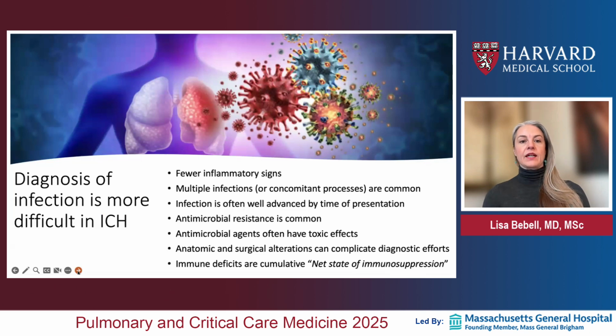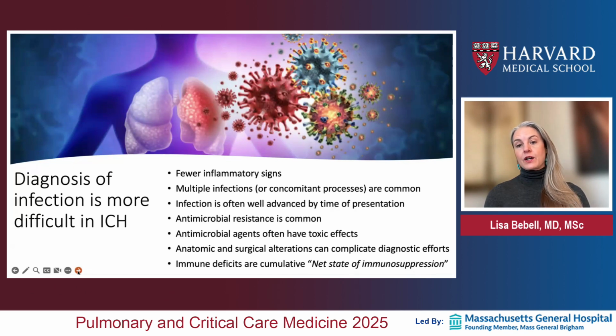So how do we make the diagnosis? If fever is not the main thing that we should look for, we really should have a high index of suspicion, remembering that there are fewer inflammatory signs, that multiple infections or multiple concomitant processes are common, one of which may be infection, and that the infection is often very advanced by the time of presentation, so we have to act quickly and pursue advanced diagnostics very quickly to make sure we don't miss an infection.